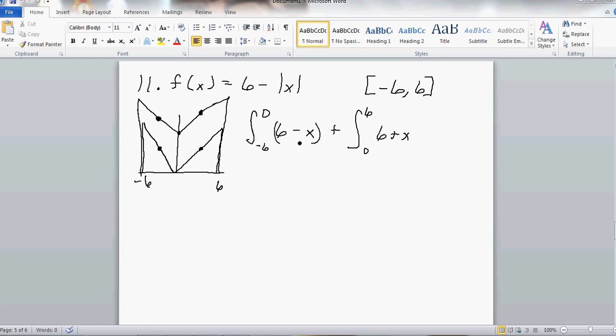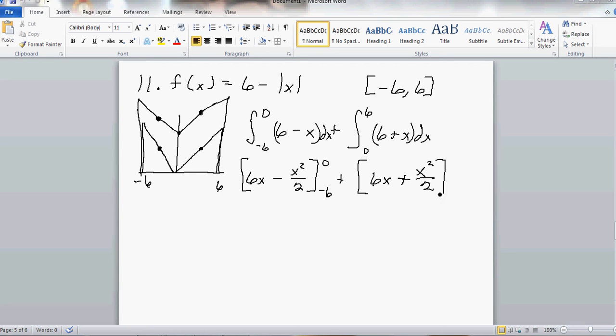Ooh, I forgot the dx. Okay, so take the definite integral of this. This is 6x minus x squared over 2, and I'm going to evaluate that from negative 6 to 0. Then take the definite integral of this, 6x plus x squared over 2, and that's going to be from 0 to 6. And then we're just going to add them. So, what does this whole mess equal?